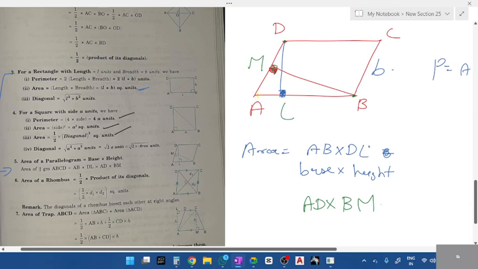This is another formula. For both, the answers will be the same. That's the reason in the textbook they've written AB into DL, or you can even write it as equal to AD into BM. Values are the same. So basically base into height. That's it. Okay. Base into height. This is the formula.